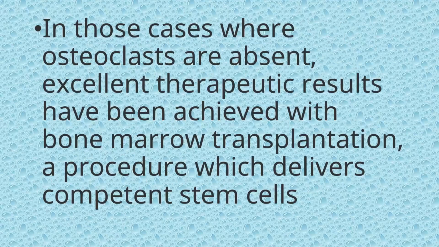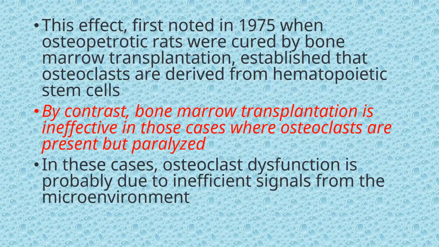In those cases where osteoclasts are absent, excellent therapeutic results have been achieved with bone marrow transplantation, a procedure which delivers competent stem cells. The effect was first noted in 1975 when osteopetrotic rats were cured by bone marrow transplantation. This established that osteoclasts are derived from hematopoietic stem cells. By contrast, bone marrow transplantation is ineffective in those cases where osteoclasts are present, but they are paralyzed. As I mentioned, there's no brush border. They are present, but they are inactive. And when you do a transplant in these cases, there's no response.